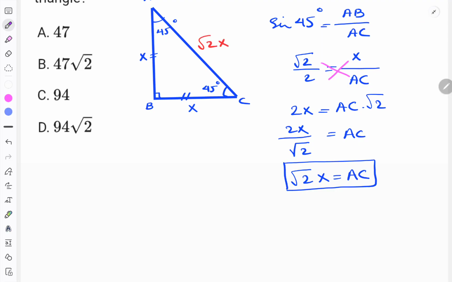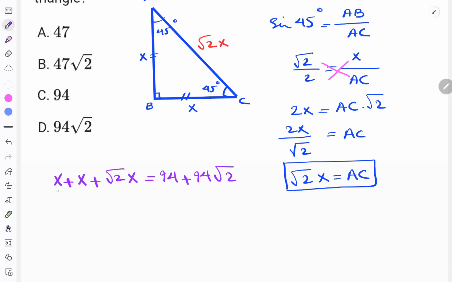Okay. And we're told the perimeter of this triangle is 94 plus 94 radical 2. Okay, so I'm going to use x and radical 2x for finding the perimeter. So x plus radical 2x should be equal to 94 plus 94 radical 2.